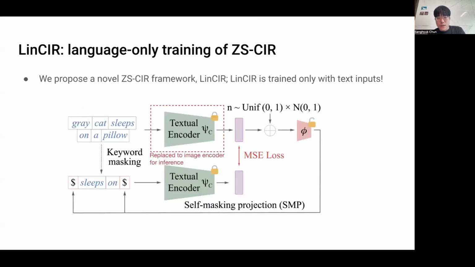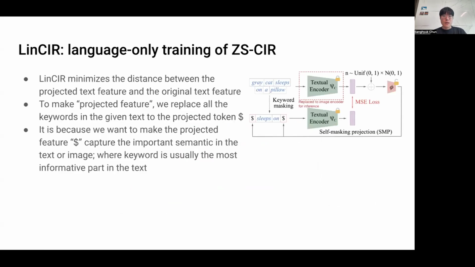So to tackle the issue, we propose a novel zero-shot composed image retrieval framework, LinCIR. LinCIR is trained only with text inputs, so it is very easy to scale up, and it shows very good generalizability. LinCIR minimizes the distance between the projected text feature and the original text feature. To make this projected feature, we replace all the keywords in the given text with the projected token. Here, keywords could be like gray cat or a pillow.